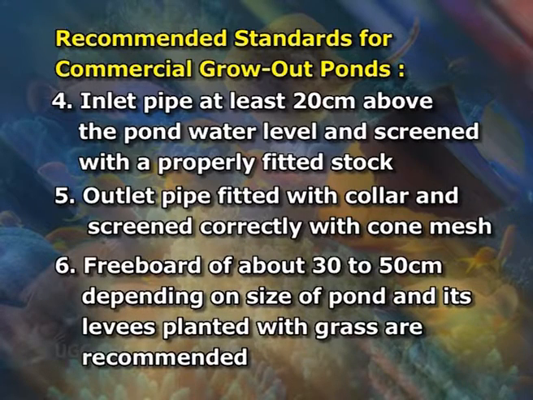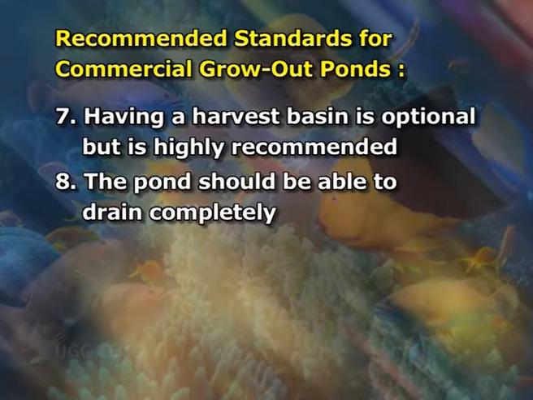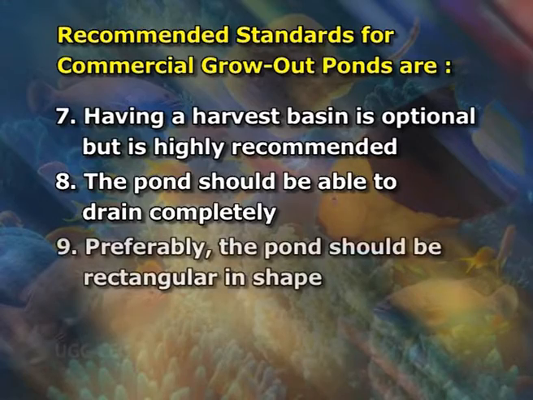Freeboard of about 30 to 50 centimeters depending on the size of the pond and its levees. Levees planted with grass are recommended. Having a harvest basin is optional but is highly recommended. Pond should be able to drain completely. The pond bottom should be firm without potholes and gently sloped 1 to 2% from the inlet to outlet. Preferably the pond should be rectangular in shape.